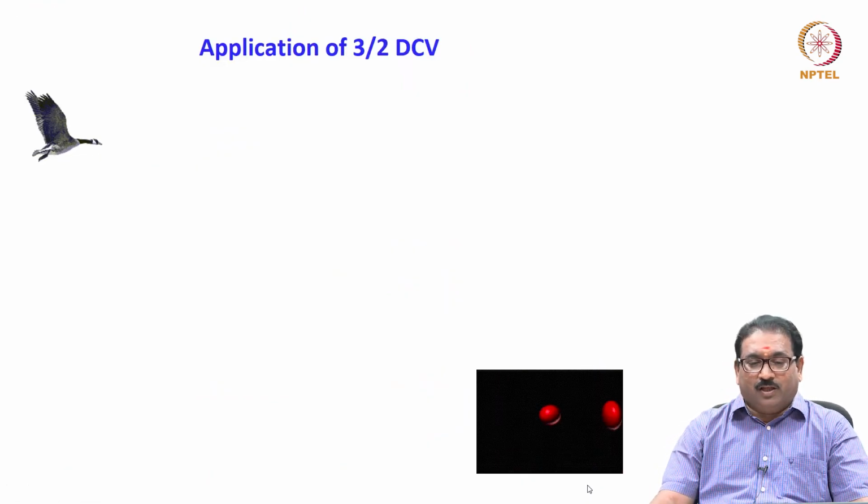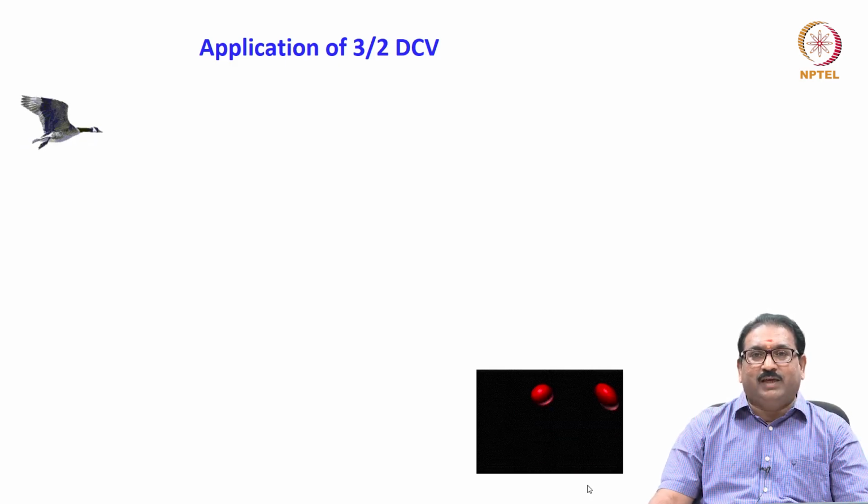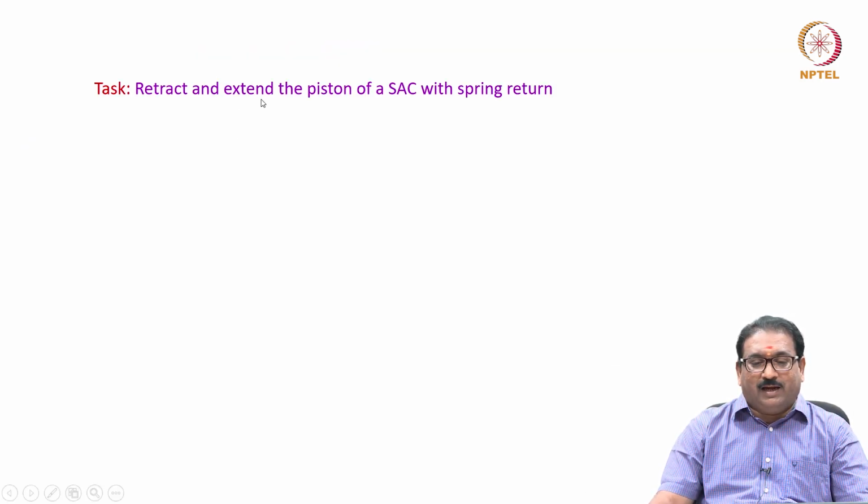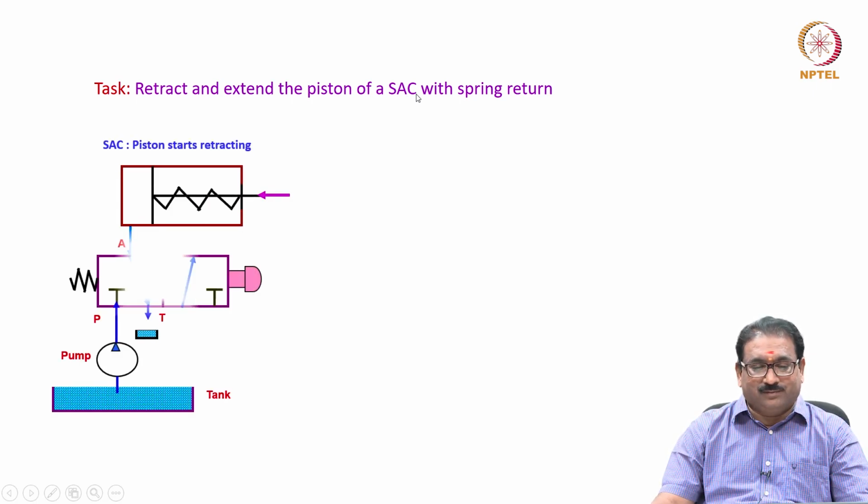Quickly you will see the application of 3 by 2 DCV: extend and retract the piston of a single acting cylinder with spring return. How it is, we will see now.